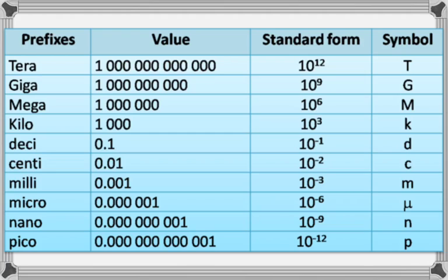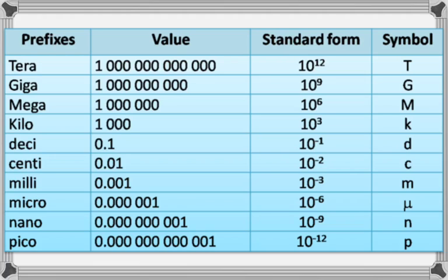What else? Meter. Gram. Bytes, right? Moles. Seconds. Hertz. All those root words. These prefixes can tag any of those root words.